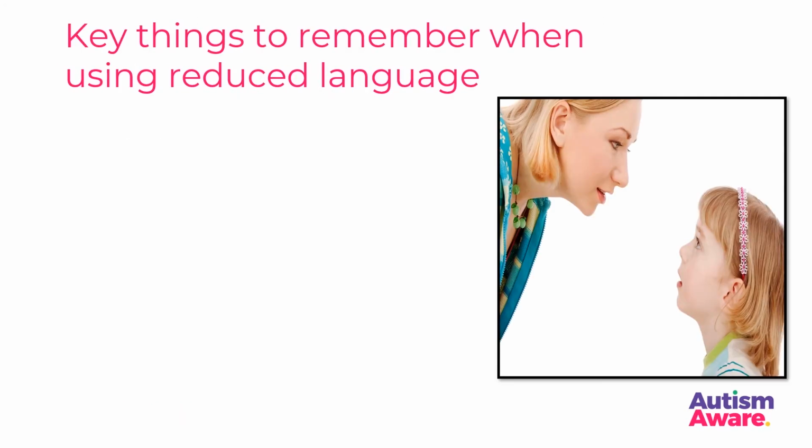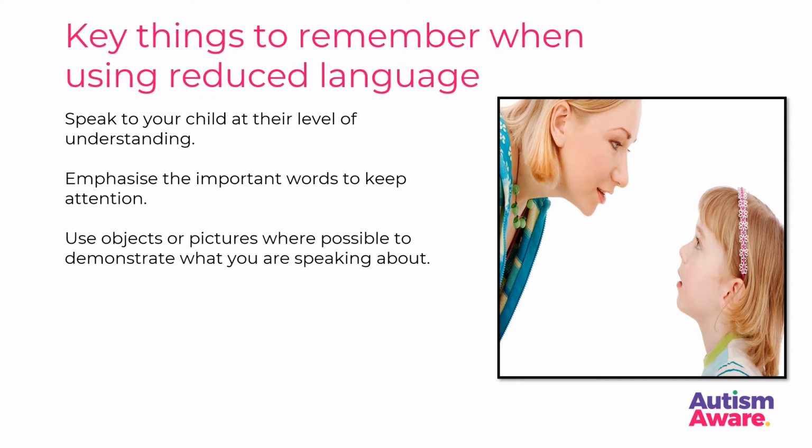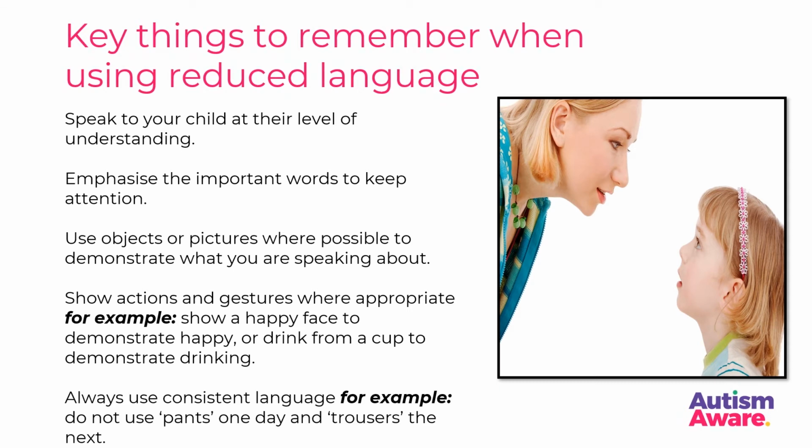Key things to remember when using reduced language. Speak to your child at their level of understanding. Emphasize the important words to keep attention. Use objects or pictures where possible to demonstrate what you are speaking about. Show actions and gestures where appropriate. For example, show a happy face to demonstrate happy, or drink from a cup to demonstrate drinking. Always use consistent language. For example, do not use pants one day and trousers the next.